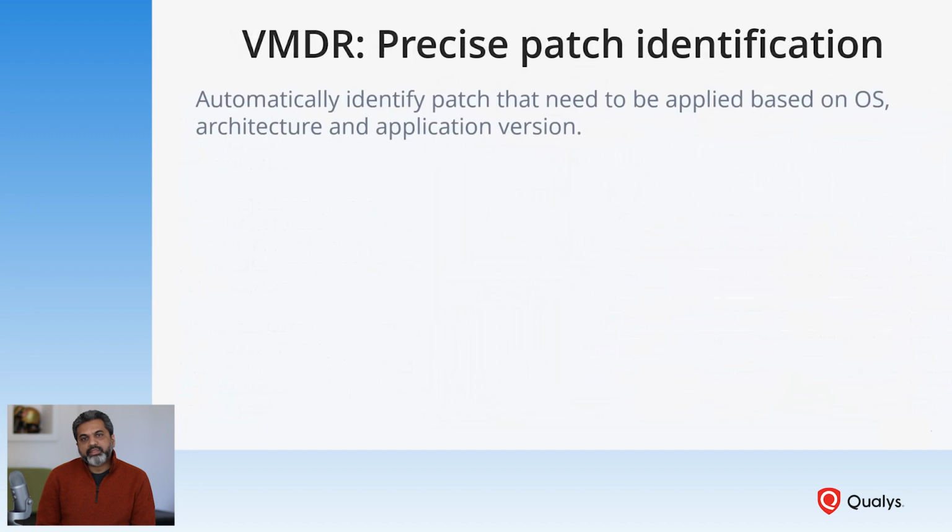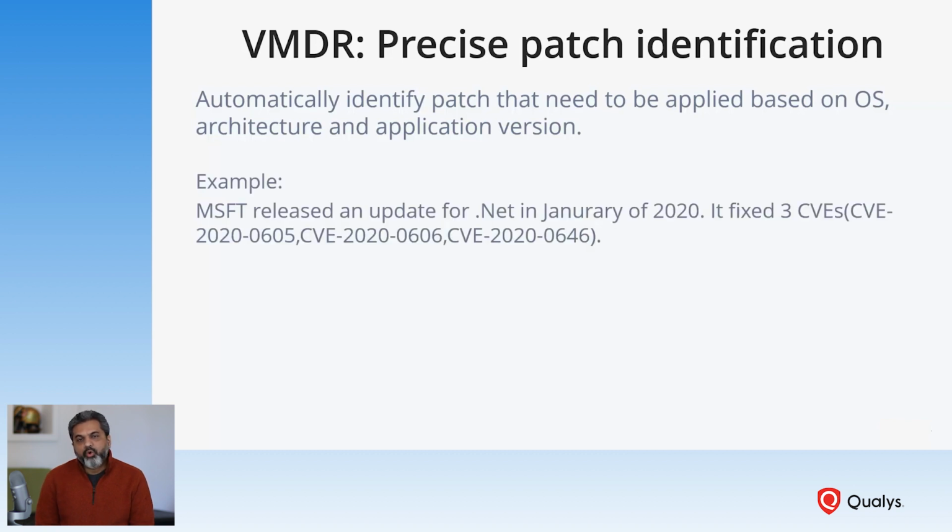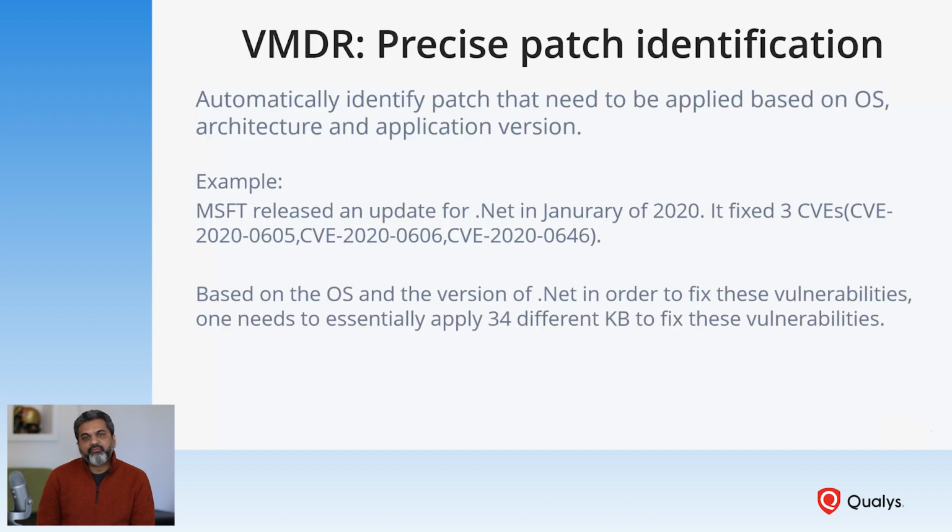Another aspect here is the patch identification, so being able to automatically identify the patch. A lot of times, even if you actually know what patch needs to be deployed. In this case, we had the .NET patch that was released in January 2020, which fixed 3 CVEs. But based on the combination of the operating system and the version of .NET that is deployed, the architecture of the system, whether it was 64-bit or 32-bit, and the language of the particular version of the operating system, there are like 34 different KBs that are required to be deployed to fix that one particular patch, as an example.